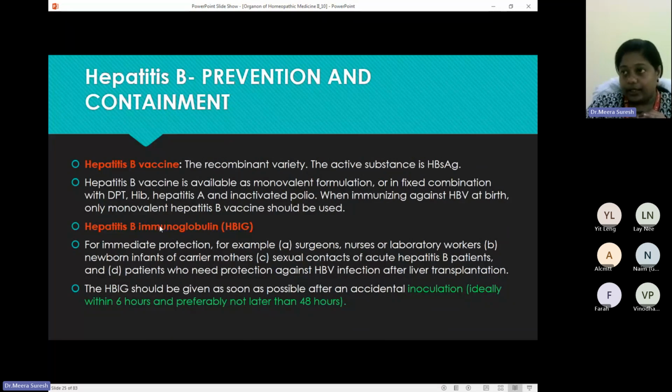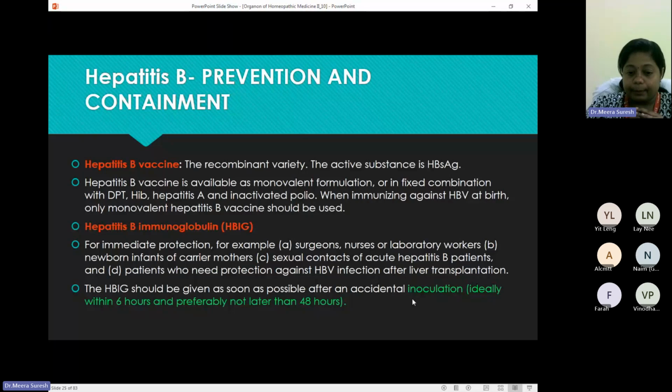So immunoglobulin is usually given post exposure, like to a person who got exposed somehow, like surgeons, nurses, lab workers, when they are dealing with blood and other serum related material. Newborn infants of carrier mothers, sexual contacts of acute hepatitis B patients, patients who need protection against HIV, HBV after liver transplantation. All these people, we give the immunoglobulin, the passive immunity, and it should be given as soon as possible after an accidental inoculation.